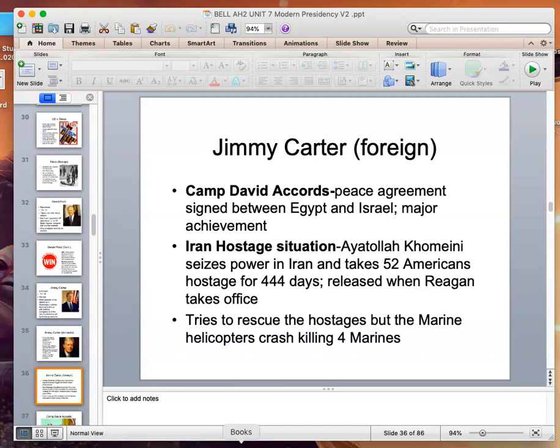The Camp David Accords is a peace agreement between Egypt and Israel, a major achievement brokering those two powers, those two world powers who have been against each other for so long, to come together and actually get along instead of fighting wars. Camp David is the presidential retreat in Maryland the president can frequent. He has the leaders of those two countries there for a long time to negotiate that peace agreement.